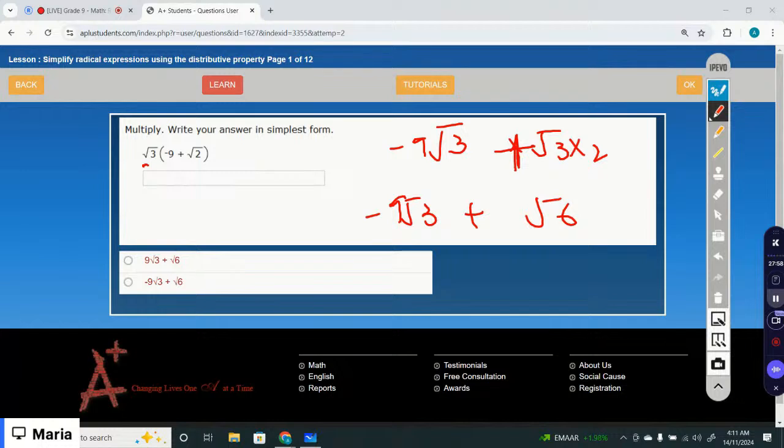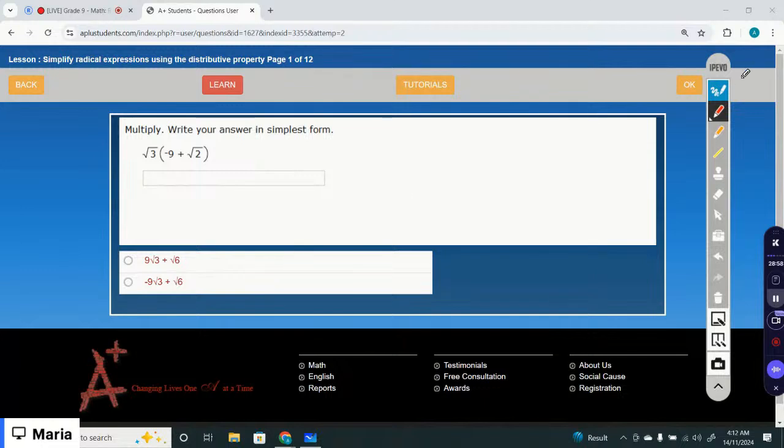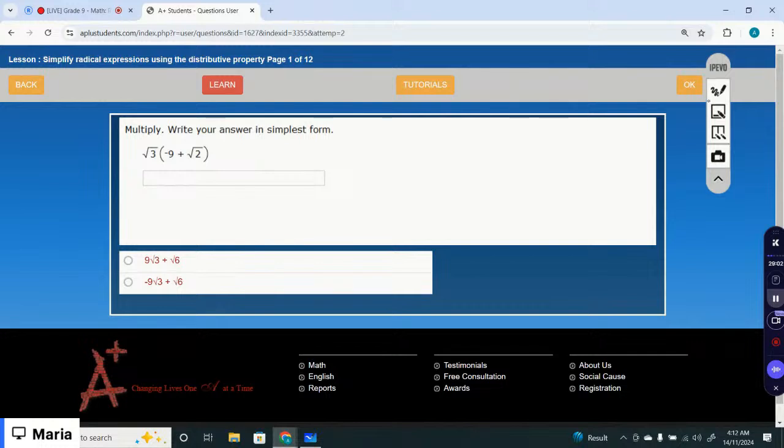The correct option is option number 2. That is negative 9 square root 3 plus square root 6. Option number 2 is the correct option. Very good.